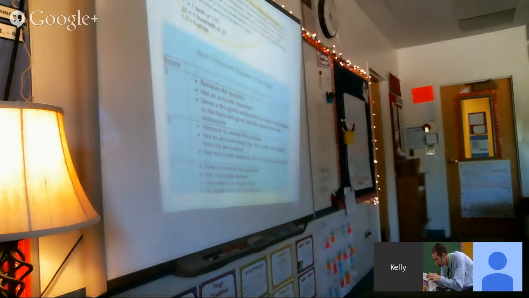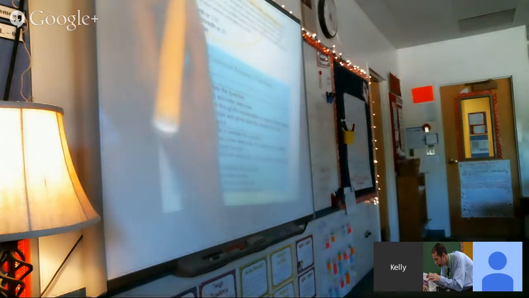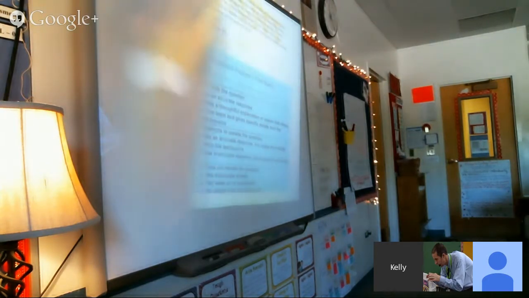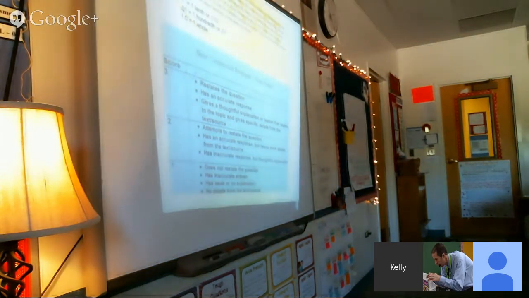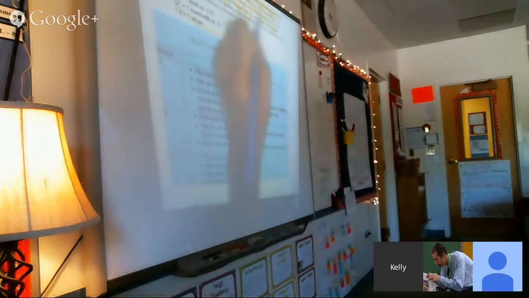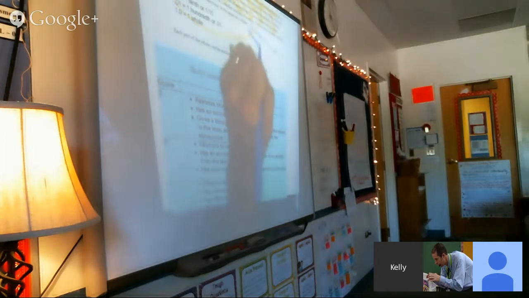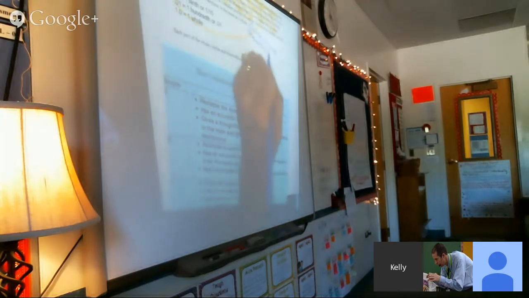We have to have the text evidence. So I mark that. And I'm going to, because I have to have my evidence: gives accurate and thoughtful explanation. Gives accurate, thoughtful explanation.